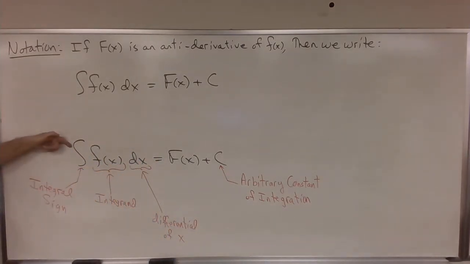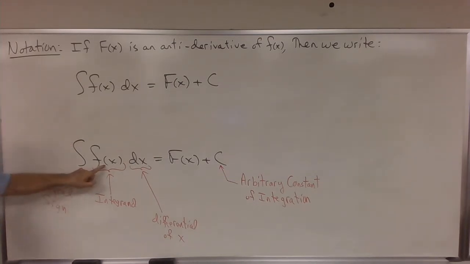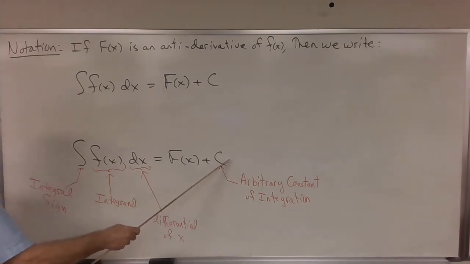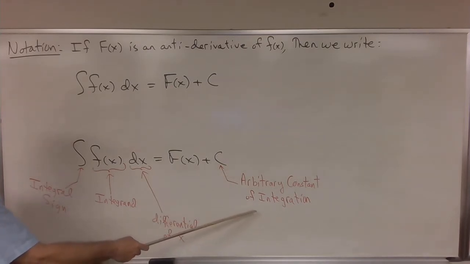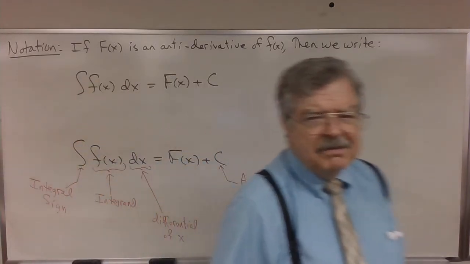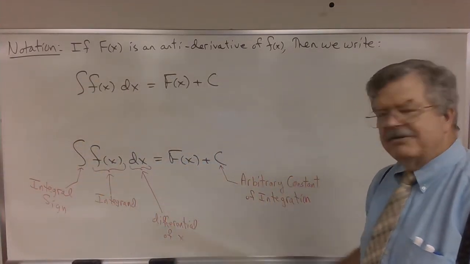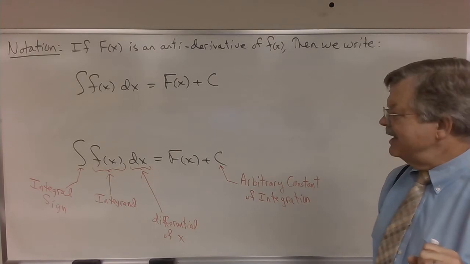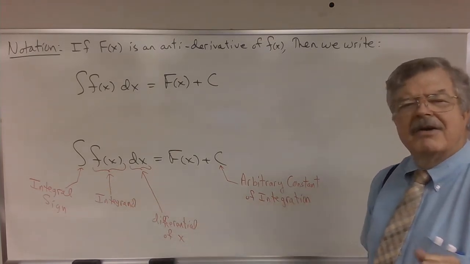This thing, the elongated s, is called an integral sign. Little f of x, the function whose antiderivative we're trying to compute, is the integrand. dx is the differential of x. And this constant, this plus c, is called the arbitrary constant of integration. And even though I've labeled the terms of this expression, I think we should make a comment on what these things are and how they function.